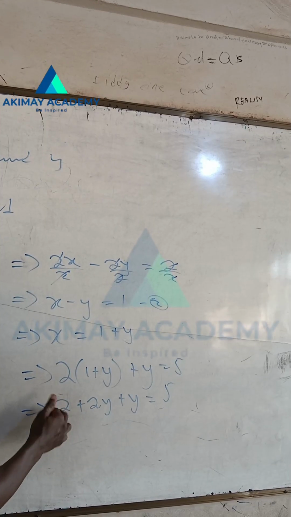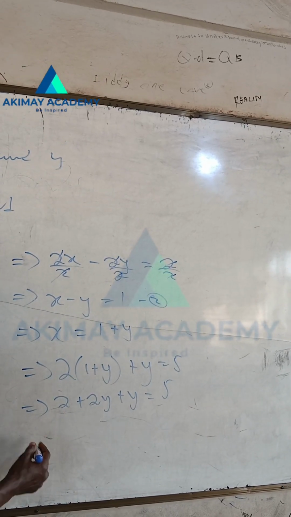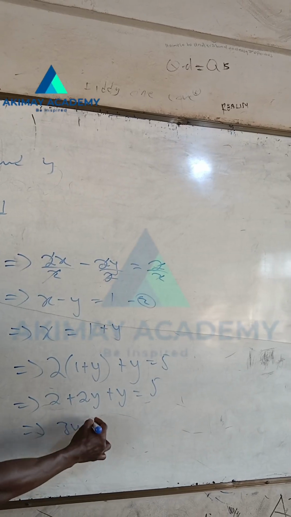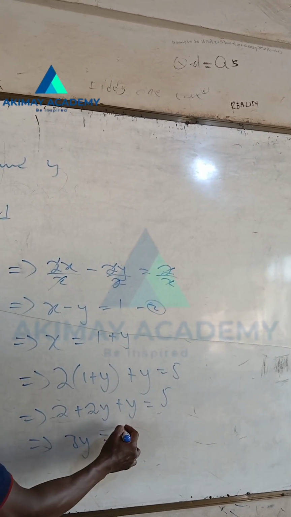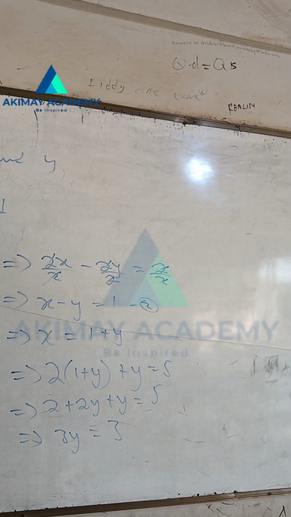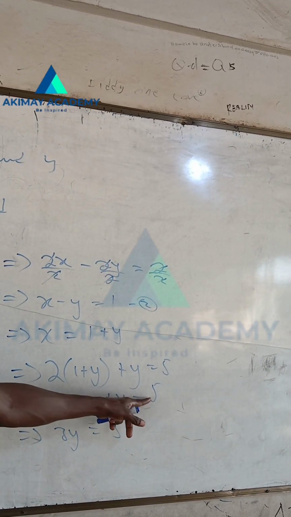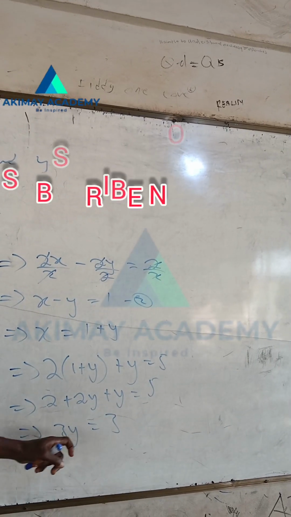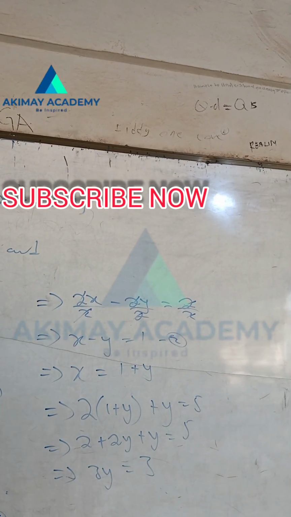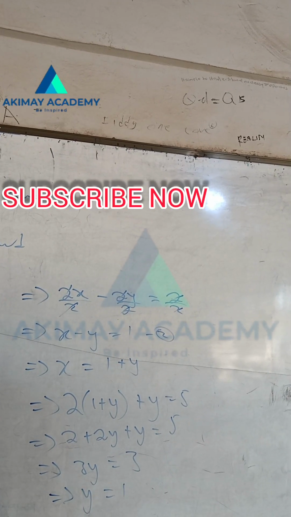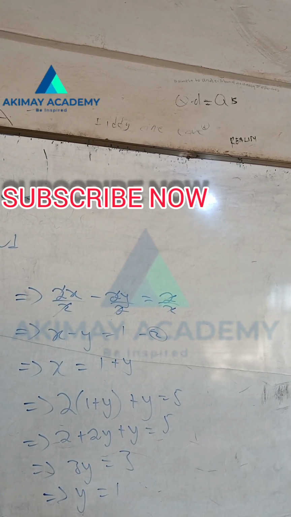Let's send 2 to the other side of the equation. Over here we have 2y plus y, which gives us 3y. And this equals 5 minus 2, because when 2 crosses it becomes negative. This gives us 3y equals 3. At this point, we can say our y is equal to 1.